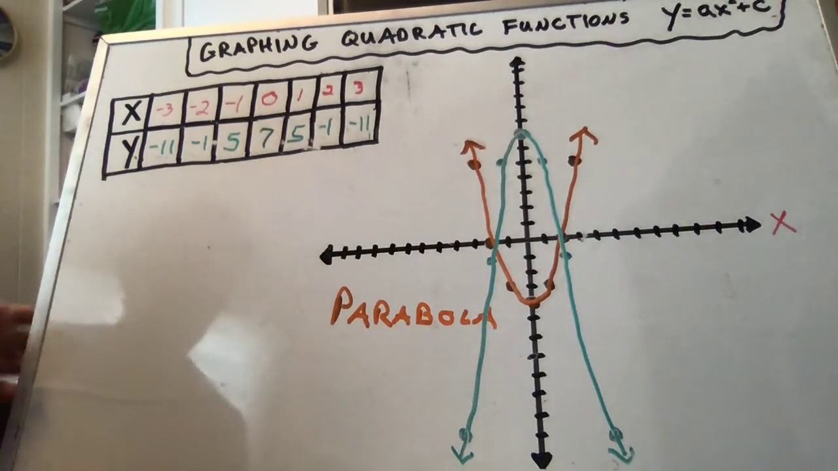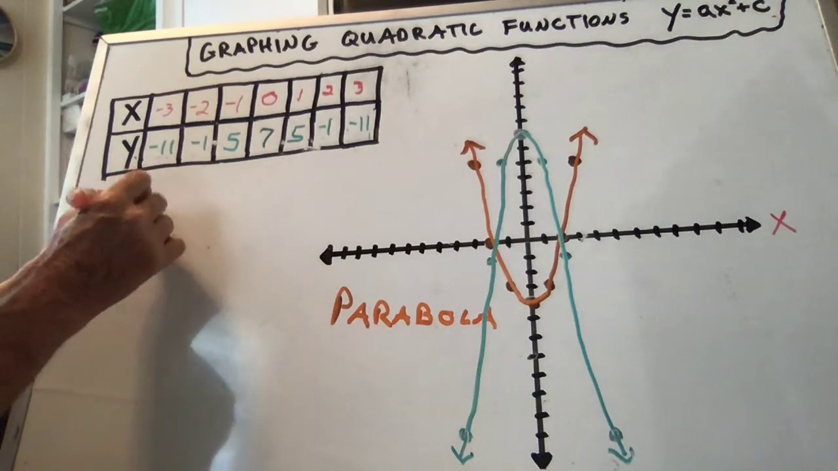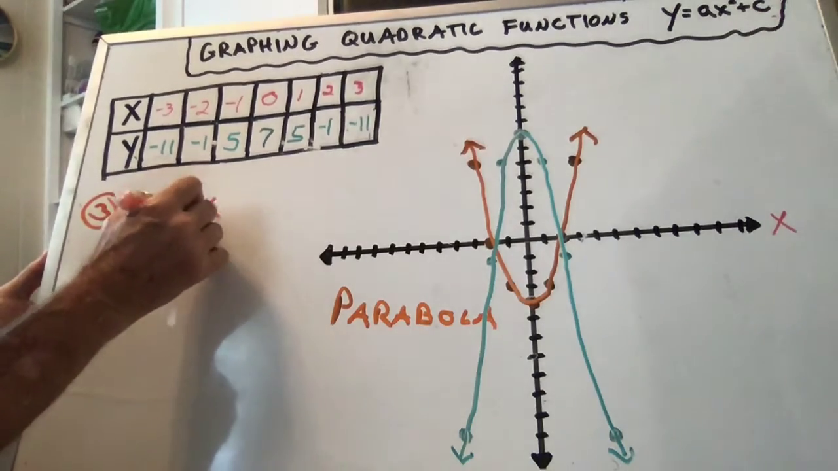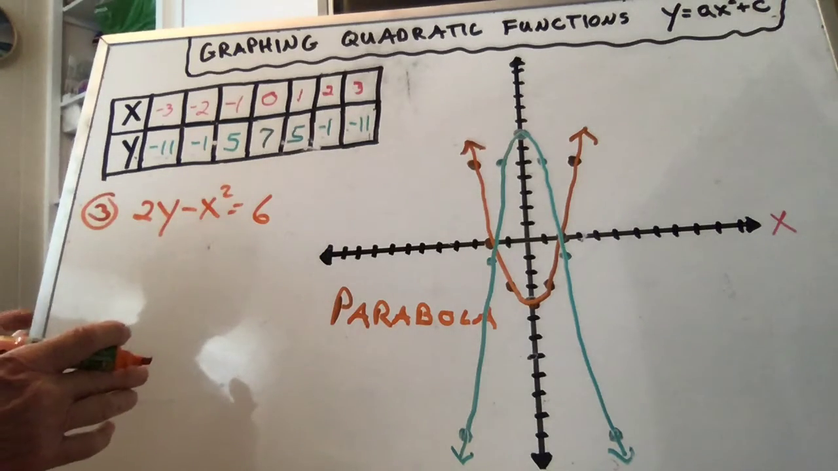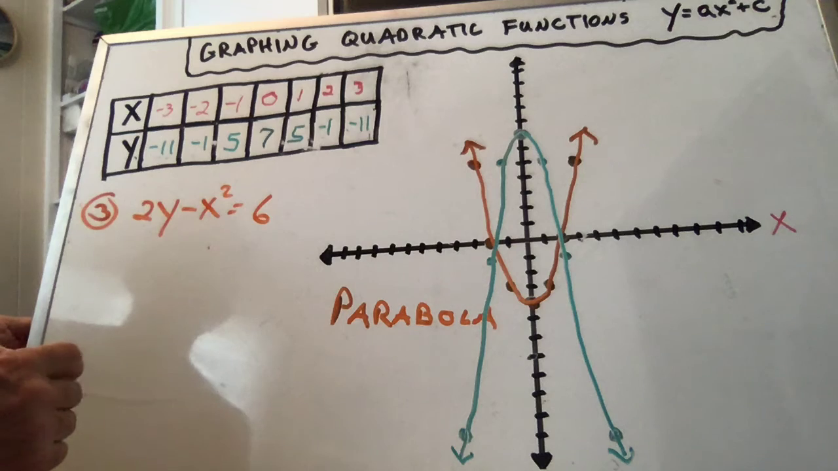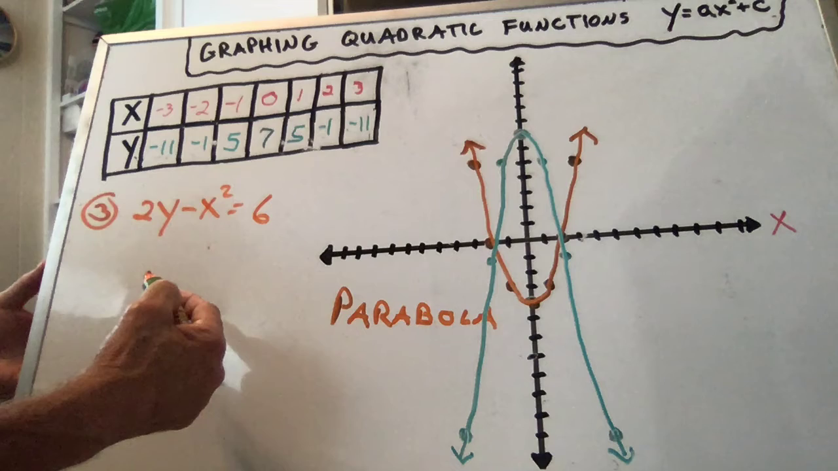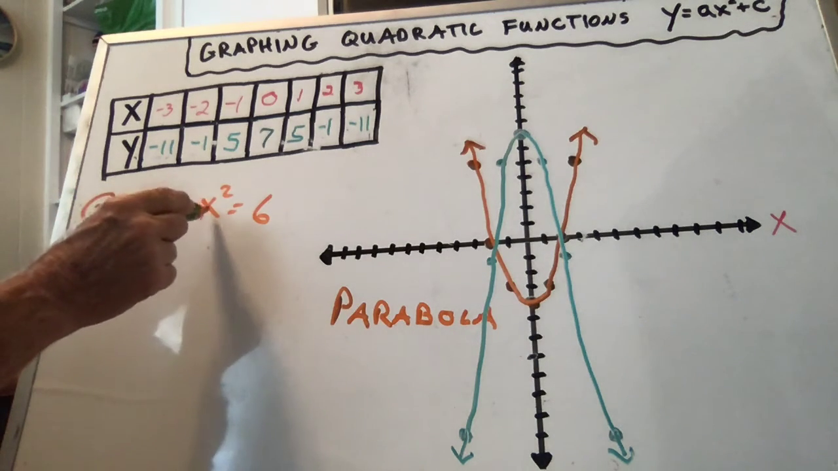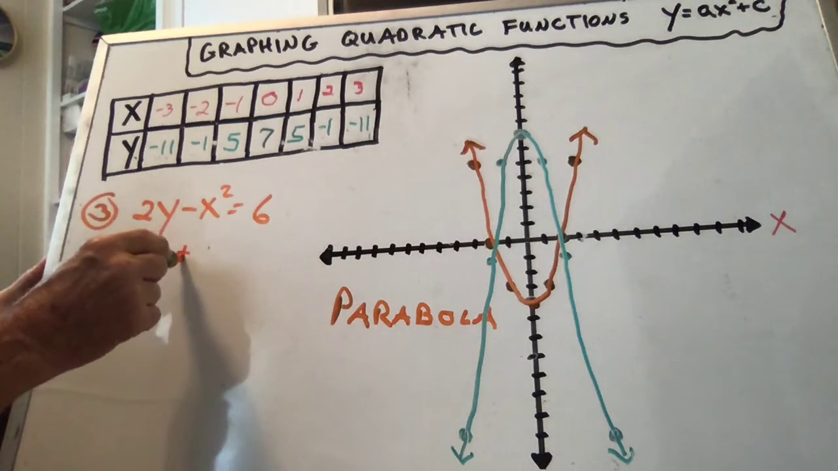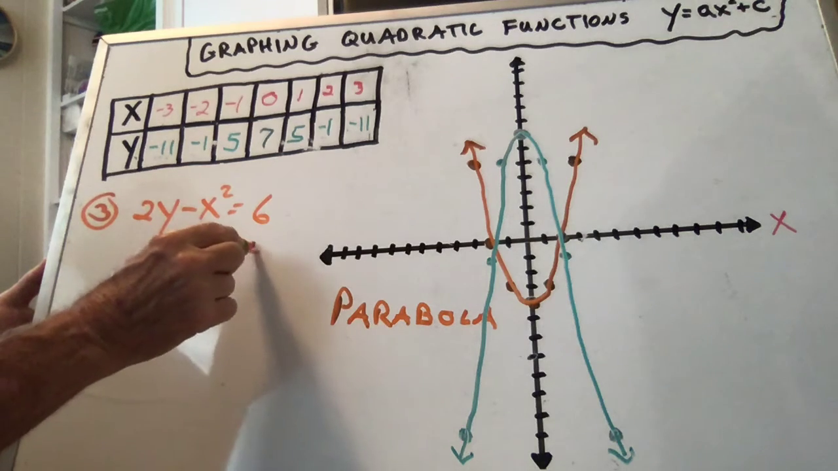Okay, so here, let's look at number 3. I'm going to show you something here. 2y minus x squared equals 6. This one you can't do anything, or you shouldn't do anything with yet. It's going to be humbug. So what you want to do first in this is get y by itself. So I want to have y all alone. So I got to get rid of that x squared. So since it's a minus x squared, I'm going to add x squared to both sides.